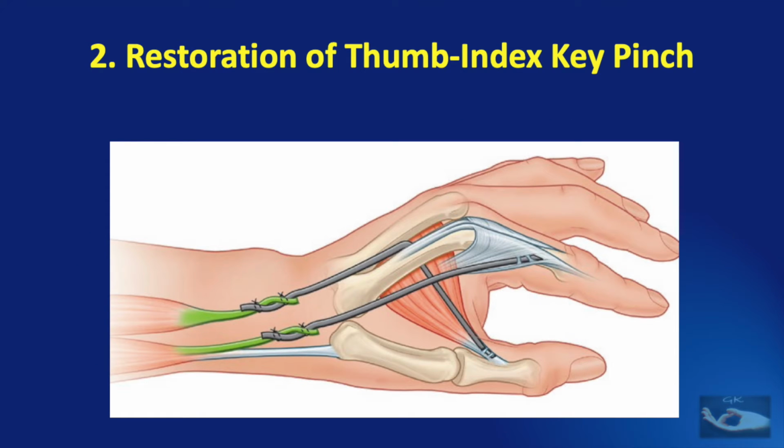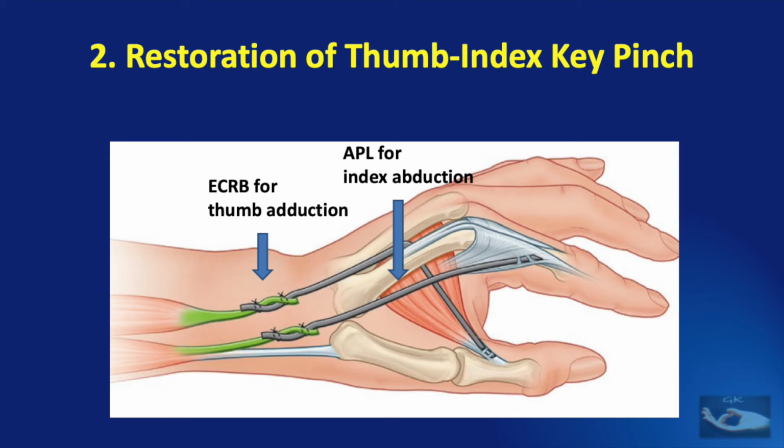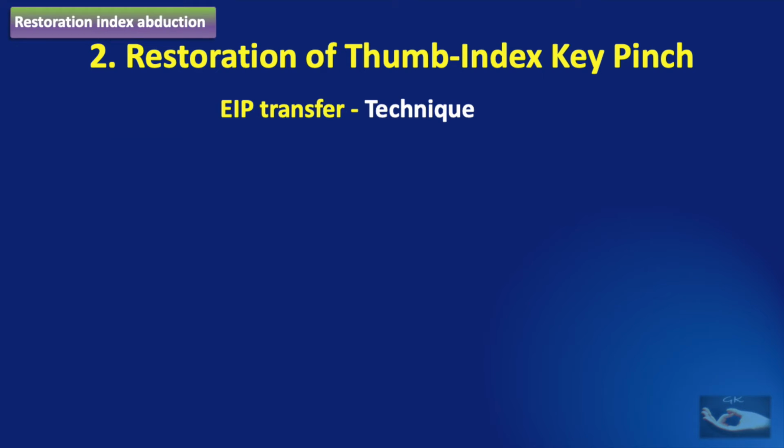This picture shows the extensor carpi radialis brevis has been used for thumb adduction, and an accessory slip of the abductor pollicis longus has been used for index finger abduction. So this will provide an excellent key pinch. The extensor indicis proprius also can be used to provide index finger abduction.